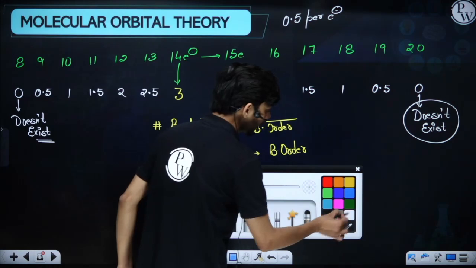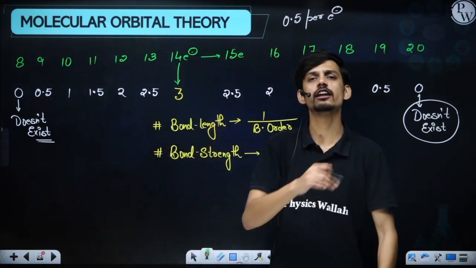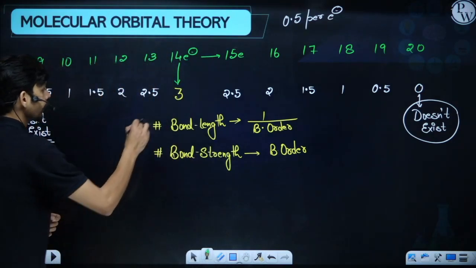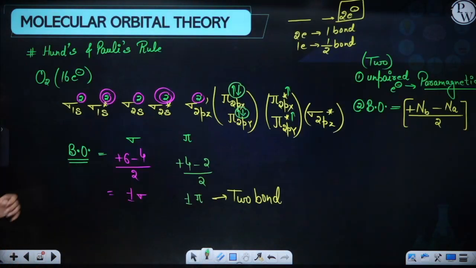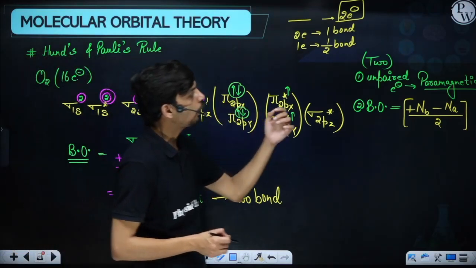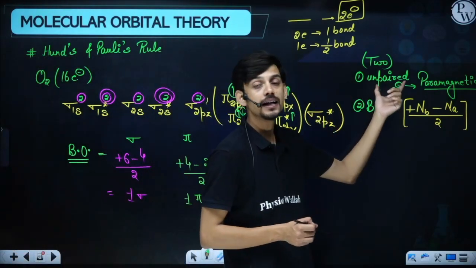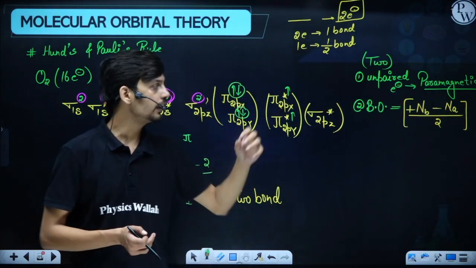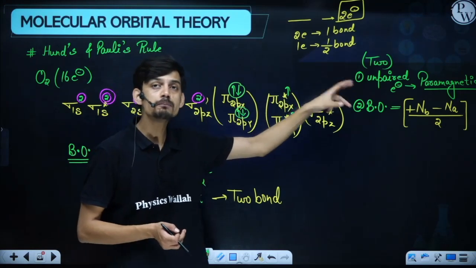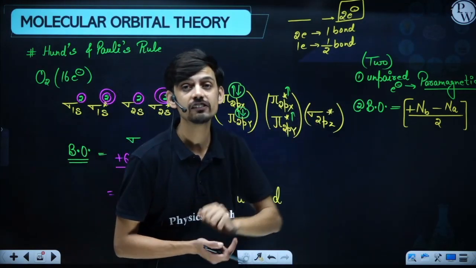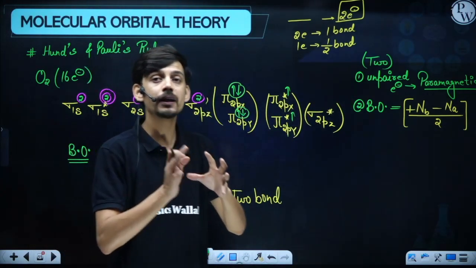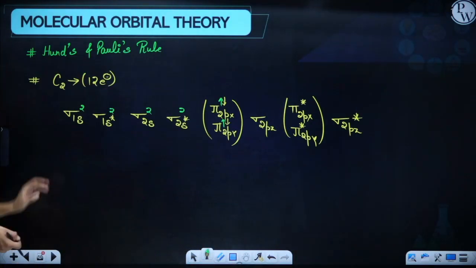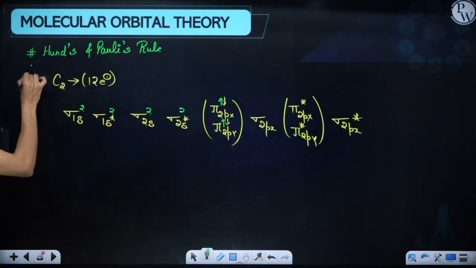Sometimes in a question, they will give you many molecules and ask you to compare their bond length or their bond strength. So these are the things that you can get directly from the molecular orbital theory. That is, unpaired or paired electrons will tell you paramagnetic, diamagnetic. From bond order, you can compare their length as well as their stability. So these are the main sections that have been asked in previous years. Now see this C2 molecule. This is an important molecule.